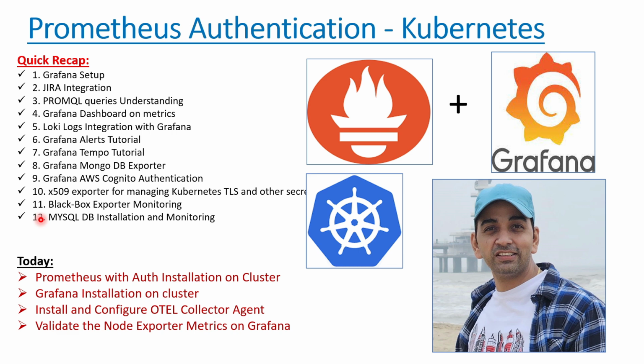I'm not going to dictate everything here, but what we are going to be doing today is installing Prometheus with the help of a Helm chart with authentication, like I'll be passing a username and password in a Kubernetes cluster, and then I will install Grafana. Then we will configure Prometheus as a data source in Grafana, and post that we will install the OTEL collector agent. Why are we installing the OTEL collector agent? Just to make sure that I am able to send the node exporter metrics from my cluster to Prometheus with the help of this agent configuration. And then we'll validate everything, the node exporter metrics, on Grafana.